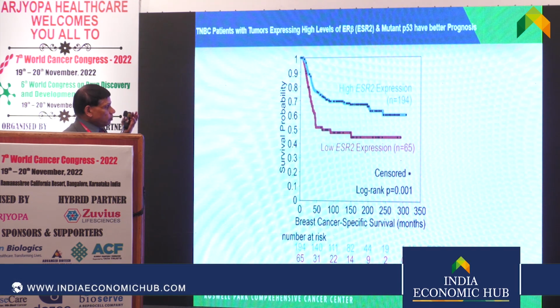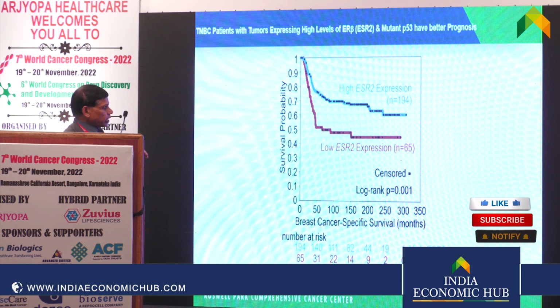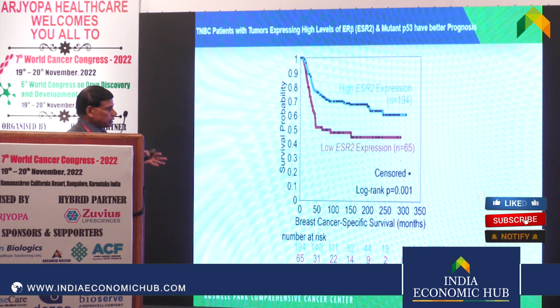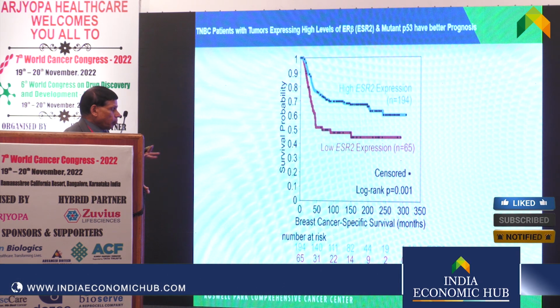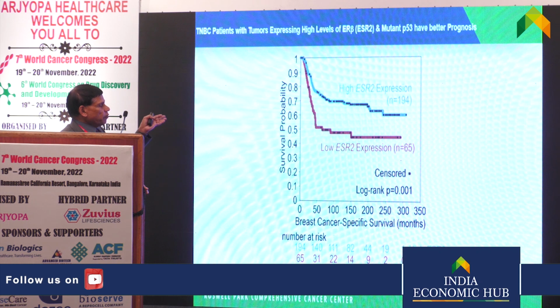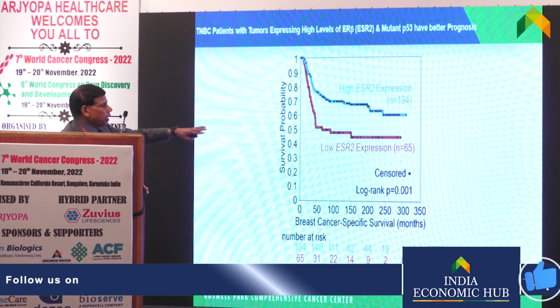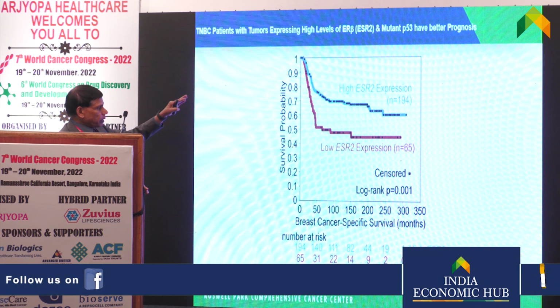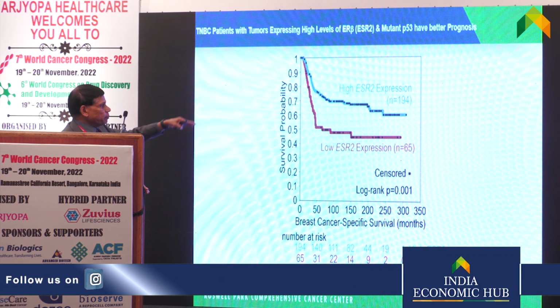And that was corroborated by bioinformatic analysis of a large breast cancer data bank called METABRIC. There, in mutant P53 breast cancers, we stratified them into high ESR2 expressing and low ESR2, or estrogen receptor beta, expressing groups. As you can see on the blue line, the ESR2 high expressing P53 mutant tumors have better prognosis.